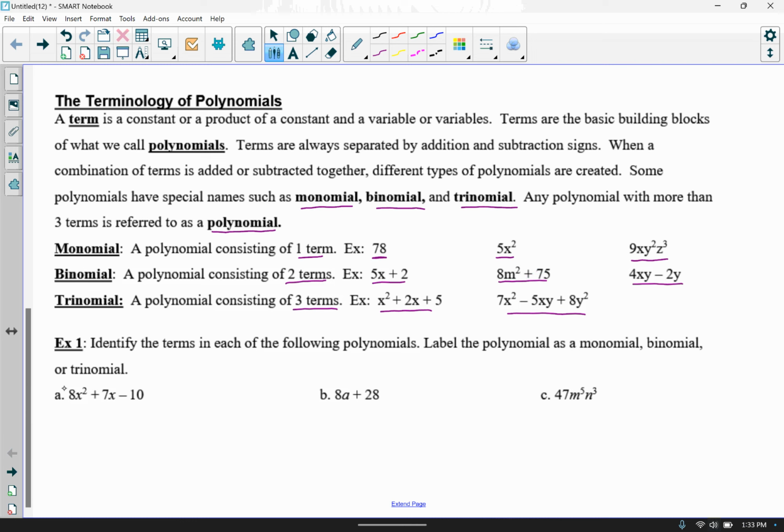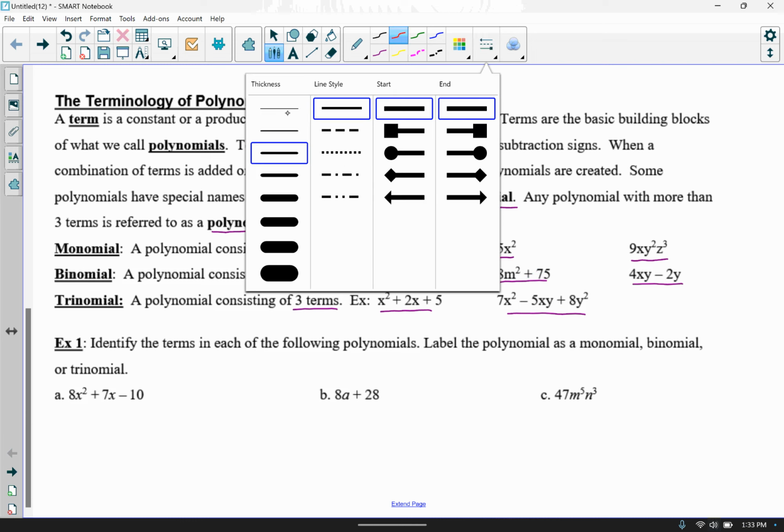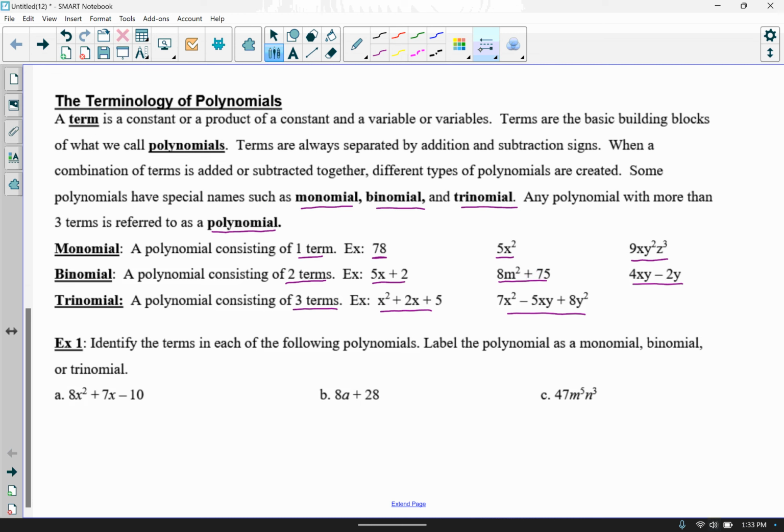Okay, so if I'm looking at my terms here, I'm just going to underline them. Remember, my terms are separated by addition and subtraction signs. So here's a term, 7x is a term, and this negative 10 is a term. Those are our three terms for this polynomial. Since it has three terms, it's known as, hopefully you agree, a trinomial. I encourage you to pause the video and try B and C now.